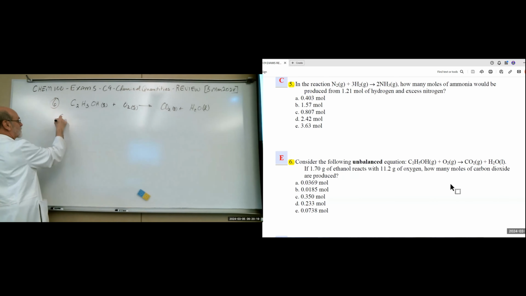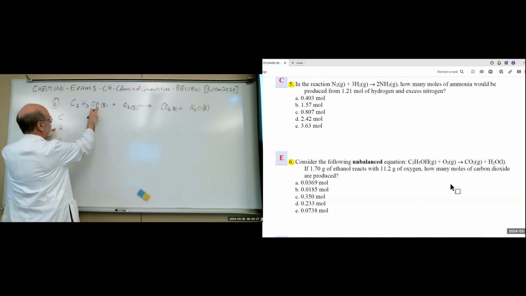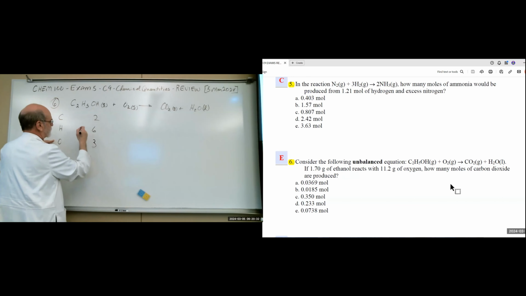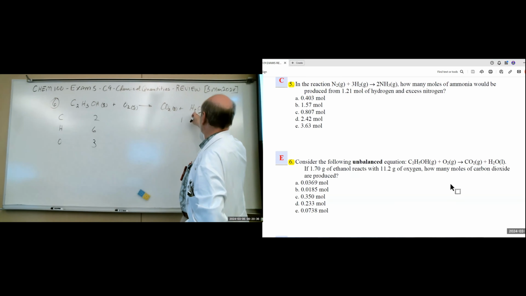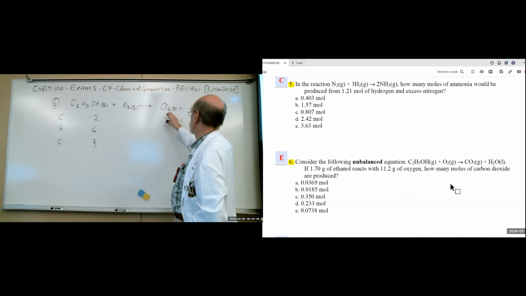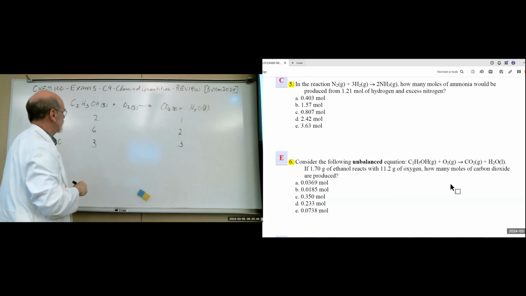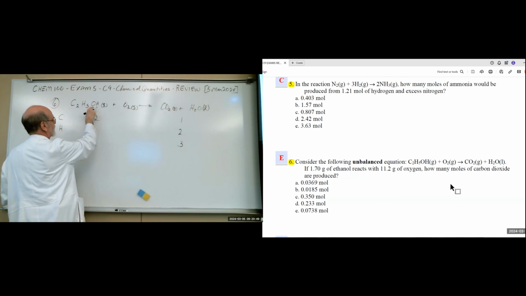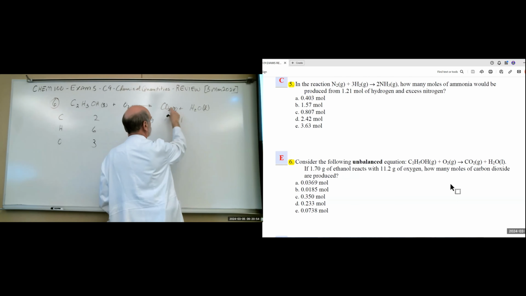Let's tally it up. Carbon, hydrogen and oxygen. So we got 2 carbons, we got 5, 6 hydrogens, and 2, 3 oxygens. On this side, we have 1 carbon, we have 2 hydrogens, and we have 2, 3 oxygens. Well, let's see if I counted those up right. That's 9, 11. 2, 7, 8, 9, 10, 11. Okay. And that's 5, 6. 1, 2, 3, 4, 5, 6.